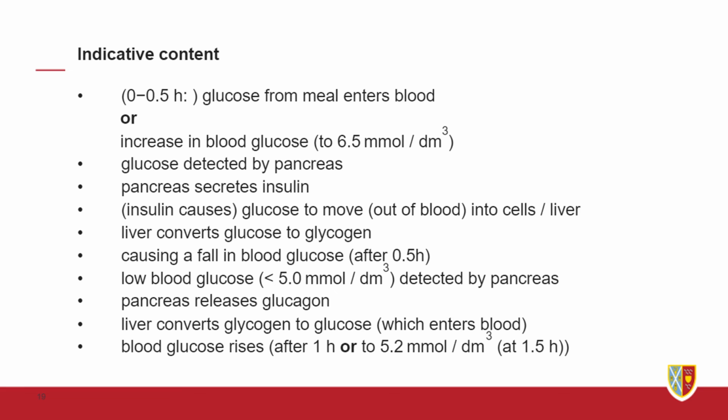When there's low blood glucose detected by the pancreas, which does happen at one point on the graph, the pancreas is going to release glucagon. The liver is going to convert the glycogen back into glucose and put it back into the blood, which is going to cause the blood glucose level to rise again. And again, use some data to back up your point there.